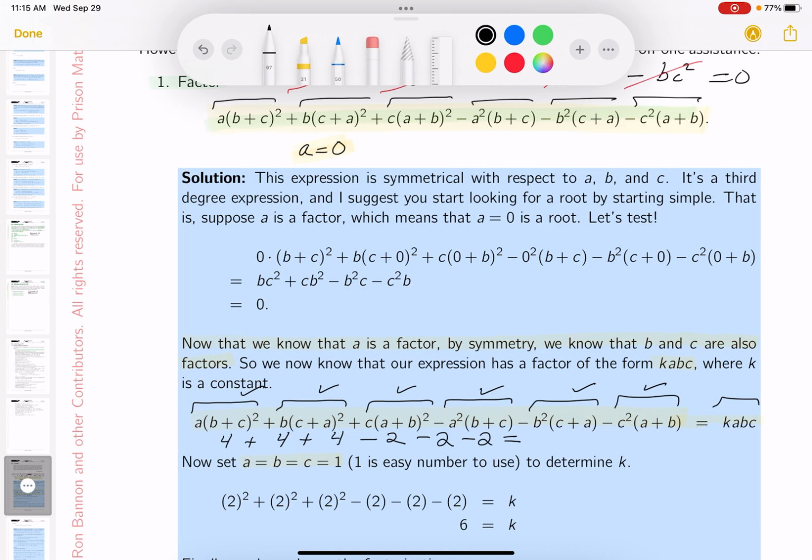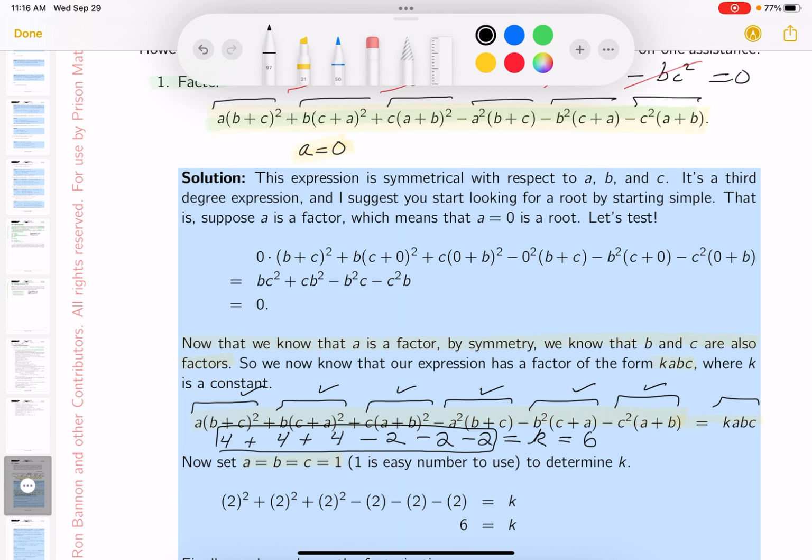Now, what do I get on the other side? I get k times abc. Well, if a, b, and c are 1, I just get k. So right now, I think I know what k is. And how do I do that? Just add all the stuff together. All you have to do. You'll find out what k is. What do you get? You're going to get 6. It's a pretty easy addition problem.